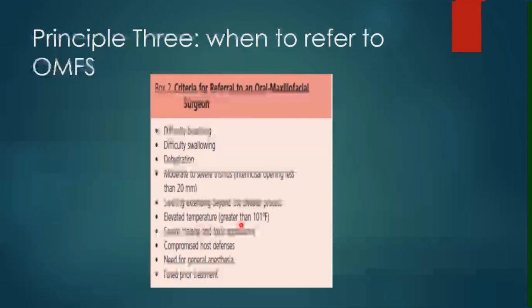Elevated temperature greater than 101 Fahrenheit, which equals 38.3 Celsius. Severe malaise and toxic appearance. يكون الشخص تعبان جدا، يعني تشوف وضعيته هو جايك مبين عليه واحد تعبان ووضعيته خطرة. If the patient has any compromised host defense issues, like taking any medication I just mentioned before, or having any uncontrolled diseases.